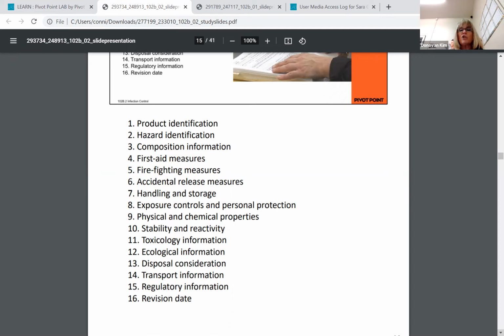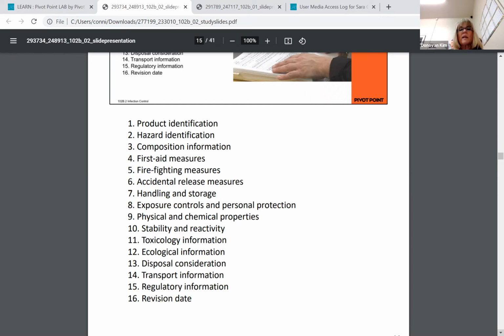Handling and storage, how it should be stored. Does it need to be, you know, in a well-lit place, in a dark place, in a temperature-controlled environment? You know, how are we supposed to store this and handle it? Do we need to wear safety goggles? Are we wearing gloves? That type of thing. Exposure controls and personal protection. Again, how long can you be exposed to this chemical and what do we need to do to protect ourselves?